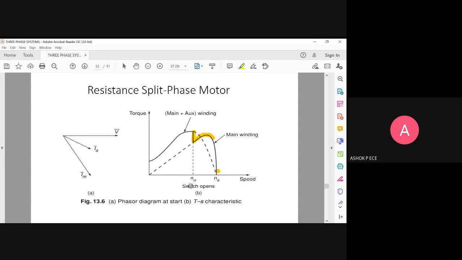So initially, till N0, you see both the windings will be present. Once the motor is running at maximum speed, this auxiliary winding is cut off. Because the auxiliary winding is cut off, the torque will slightly reduce and then slowly increase again to attain the maximum speed NS. So at this point, the switch is going to open, which means that the auxiliary winding is cut off. This is the torque speed characteristic of your split phase motor, resistance split phase.